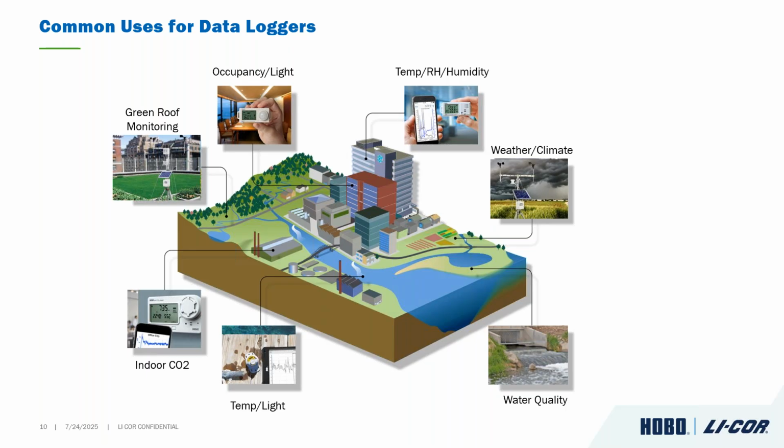For temp and relative humidity, there are a variety of options available. Different application options for storage and preservation, as mentioned. We also have indoor CO2 options for air exchange and HVAC applications. Some of our temp and light loggers are useful for some hard to reach places. And we also have some outdoor applications for climate monitoring and water resource management.